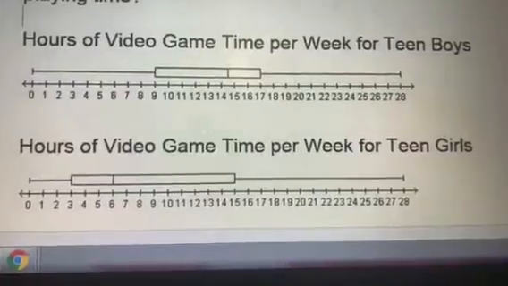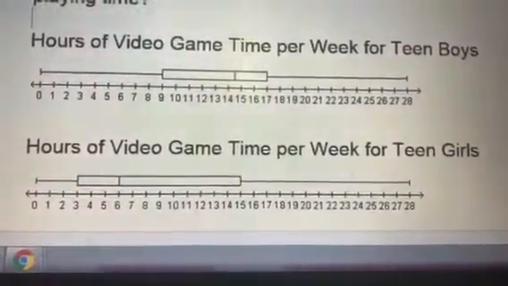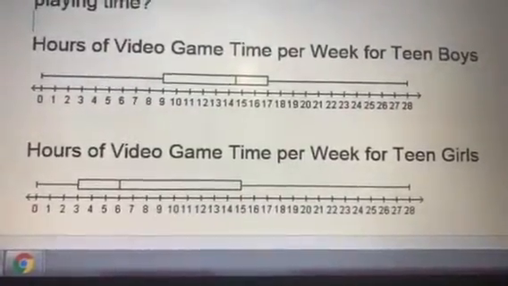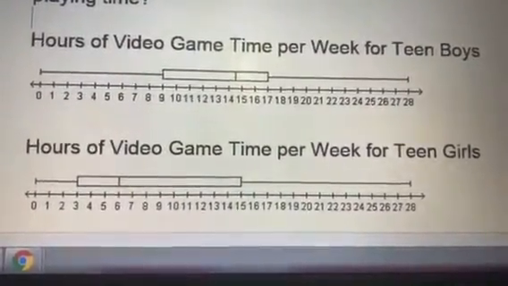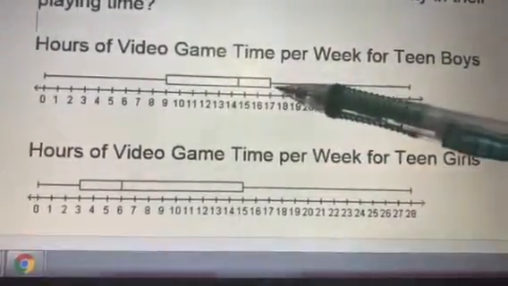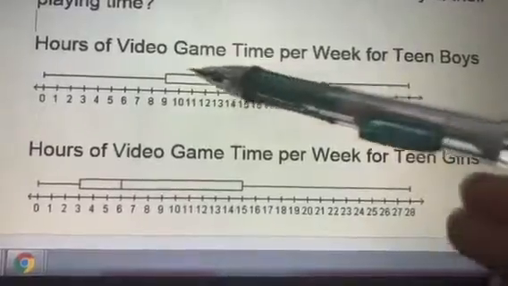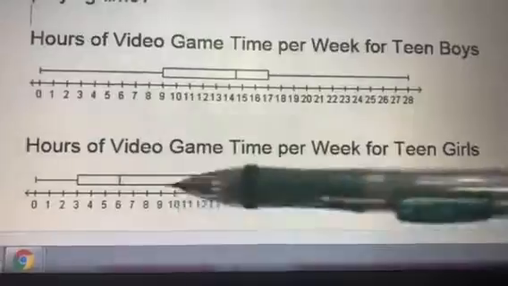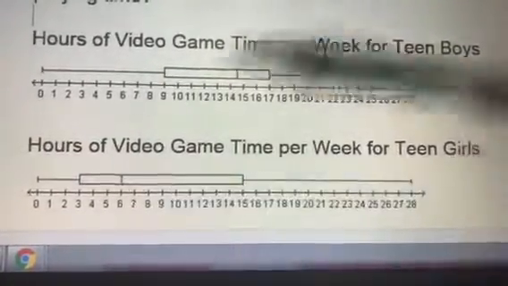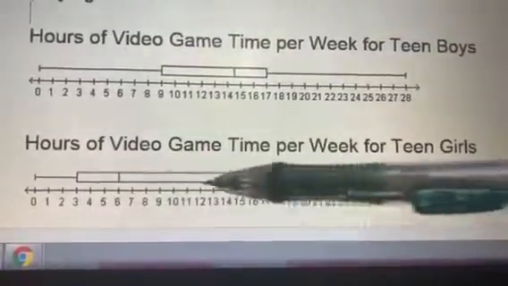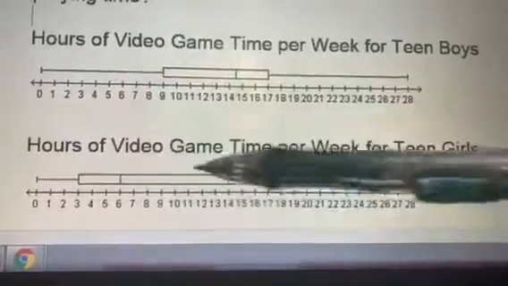Now, another thing you want to look at is just the size of the box. Which one has a greater interquartile range? Well, I can determine the interquartile range from subtracting the lower quartile from the upper quartile. So for the boys, 17 minus 9 would be 8. And for the girls, 15 minus 3 would be 12. So the girls have a much greater interquartile range. And again, that's the middle 50%.